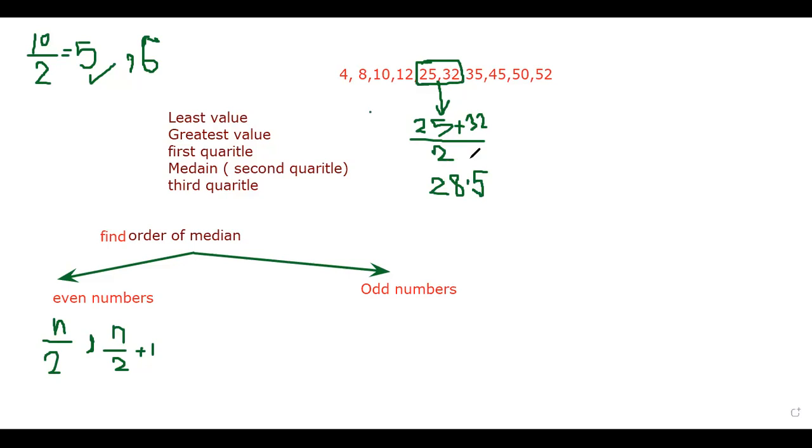If I want to calculate, I'm going to write here that we found the median already, and the median represents which quartile? The second quartile. Yes, I appreciate what you said. So the second quartile, which we have now, was 28.5.